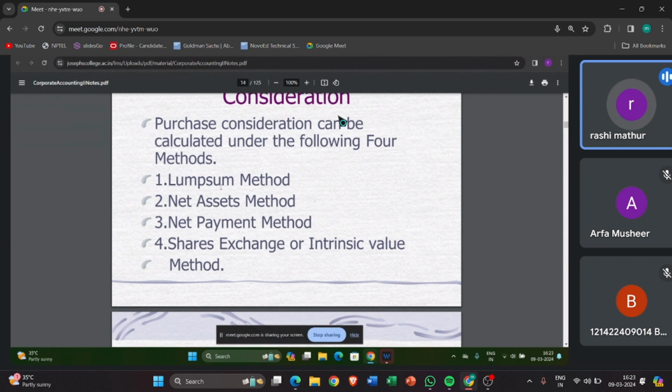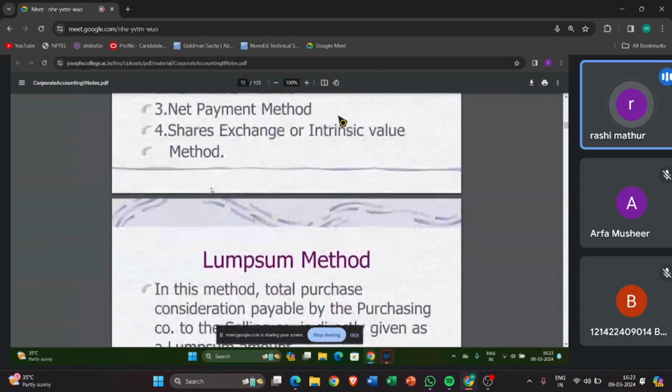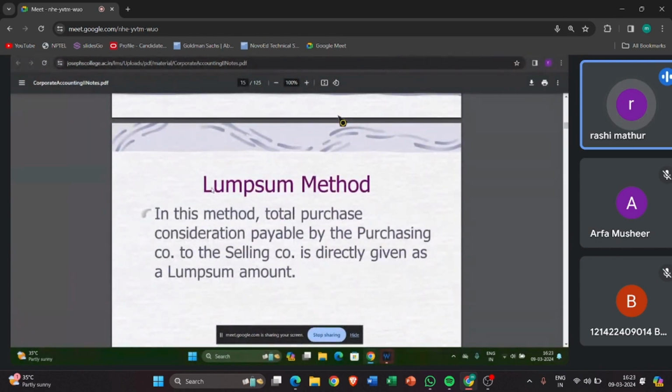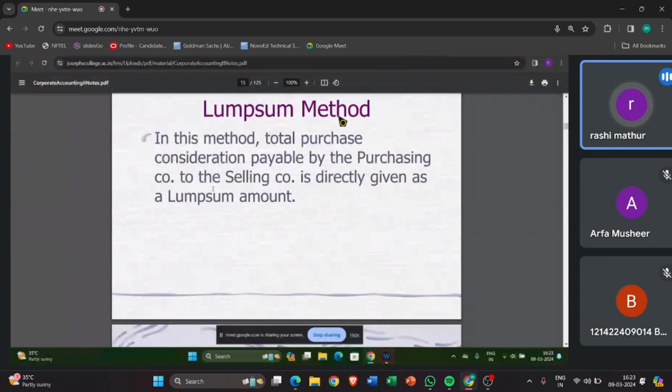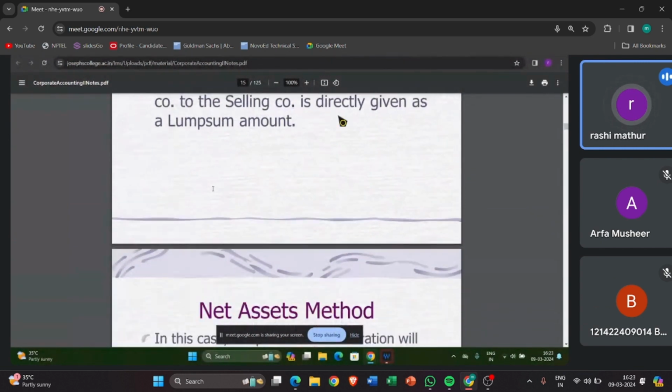So both A and B have decided that purchase consideration should be 6 lakhs. Just as we saw in the sum earlier, it is already given to us directly in the sum and it is agreed between both the companies, right? So there's no calculation as such required. Simple method, it is given in the sum.